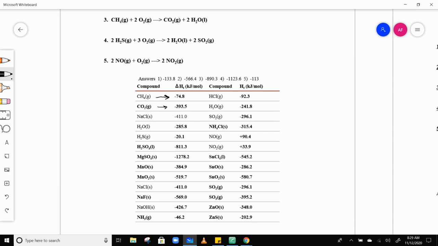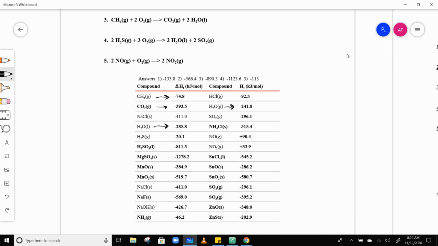From a liquid to a gas, you need to put energy in. So the delta H of formation for H2O liquid is negative 285.8 kilojoules per mole. However, the delta H of formation for H2O gas is negative 241.8 kilojoules per mole. So just keep in mind, the state of matter matters.